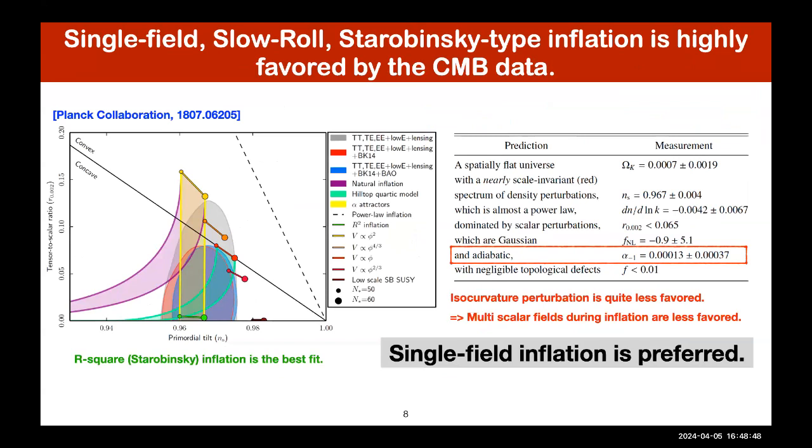The other data tell us that basically the isocurvature perturbation is quite disfavored, which means that the inflation should be made by a single field degree of freedom. The isocurvature perturbation means that, let's imagine we have a lot of scalar degrees of freedom at first. Then we may have some scalar potential that corresponds to these degrees. Then the scalar potential is going to be of some multi-dimensional type.